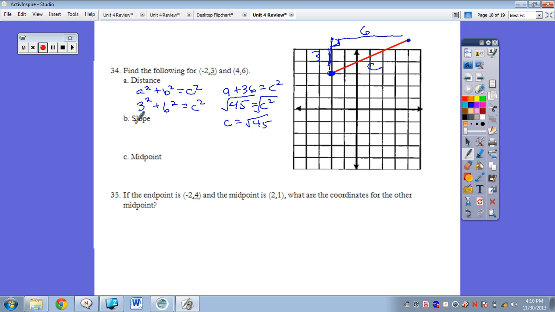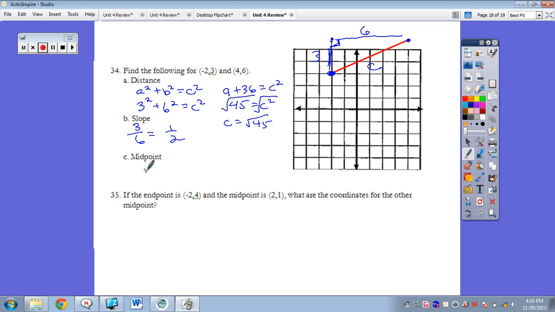Okay, the slope, you take the same numbers that you use for the distance. Remember, slope is rise, so the vertical over the run, 3 over the 6, so rise over run, 3 over 6, which can be simplified to 1 over 2. And then you look at the line, and since this is a positive line, my slope is a positive 1/2.